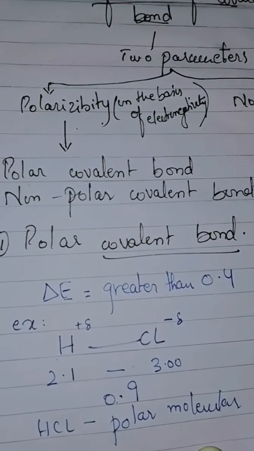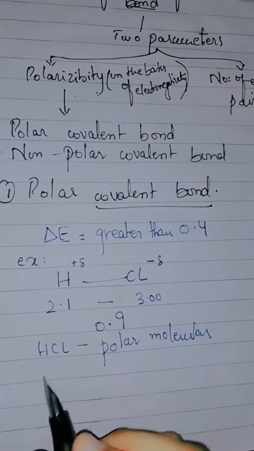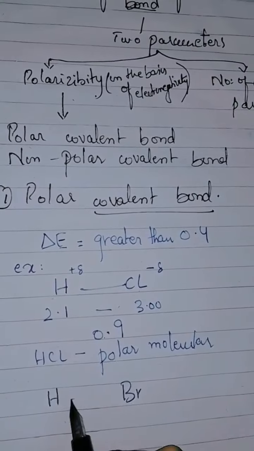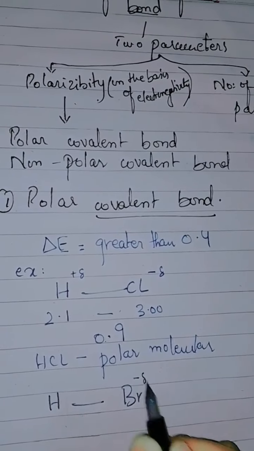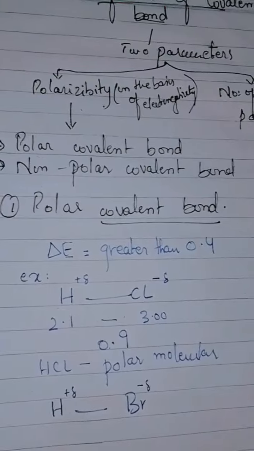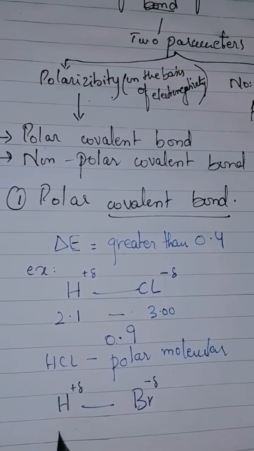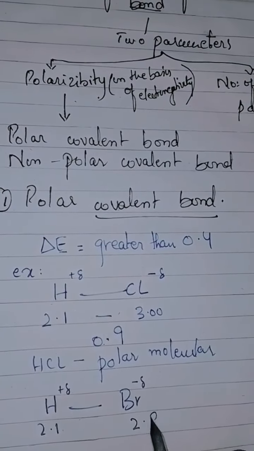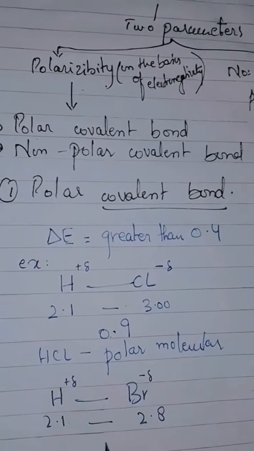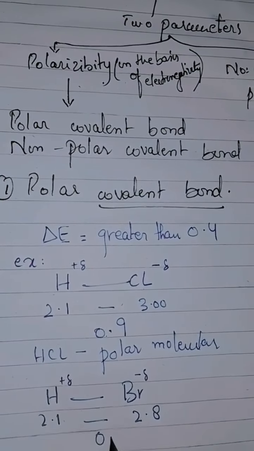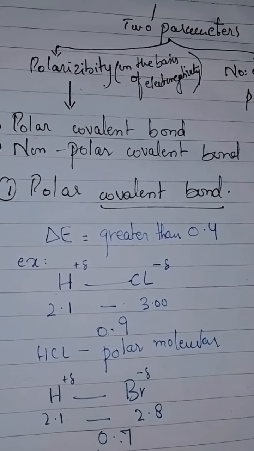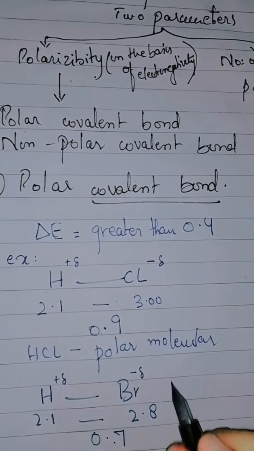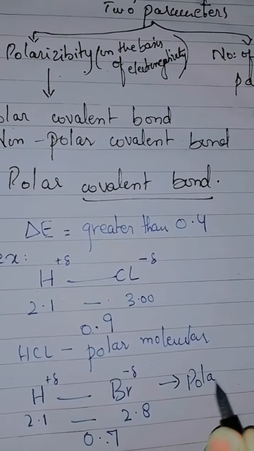Now taking another example like hydrogen bromide. It has partial negative charge and it has partial positive charge. So the electronegativity of hydrogen is 2.1 and electronegativity of bromine is 2.8. So the difference of the electronegativity will be 0.7. So the difference of electronegativity is greater than 0.4. So hydrogen bromide is also a polar molecule.